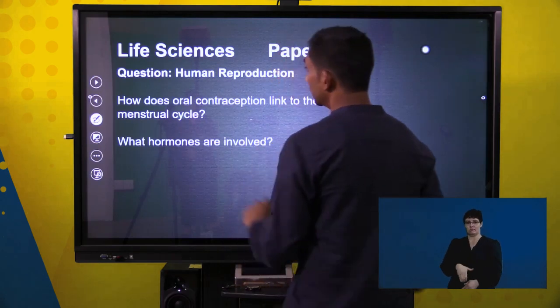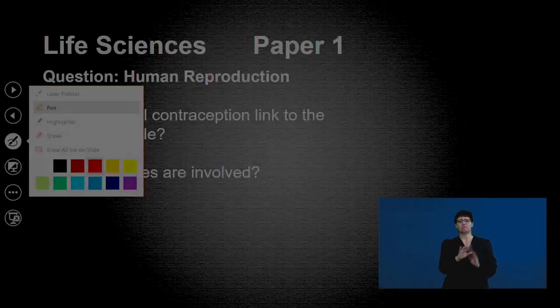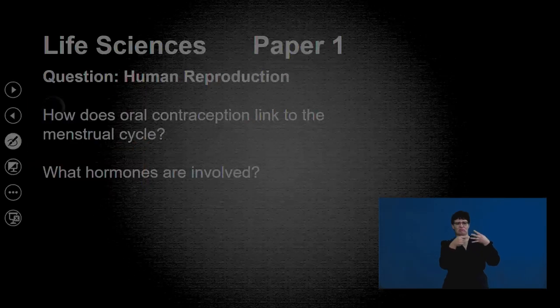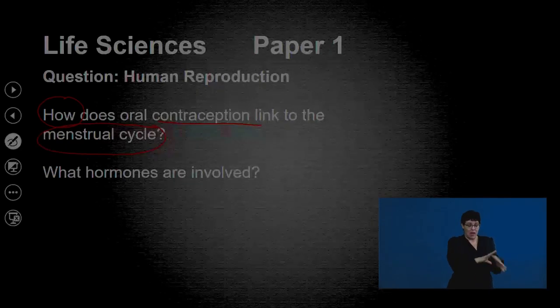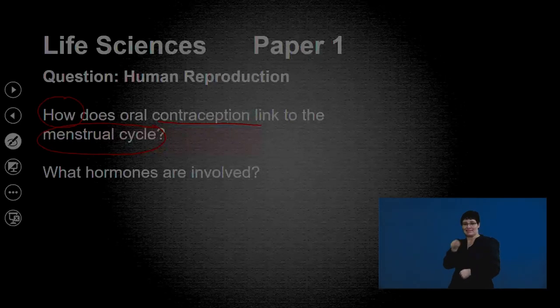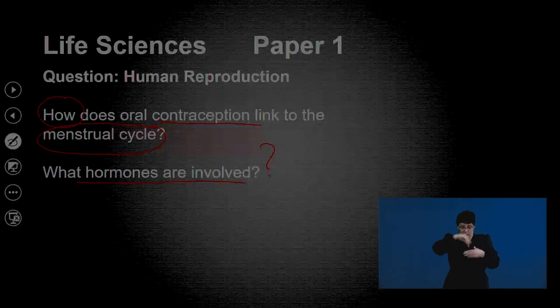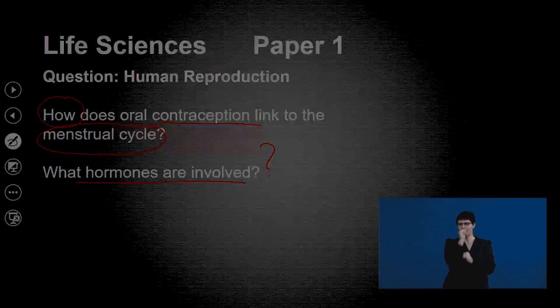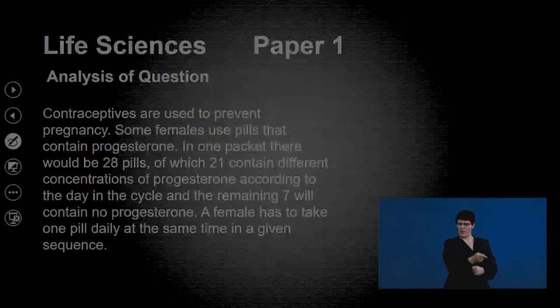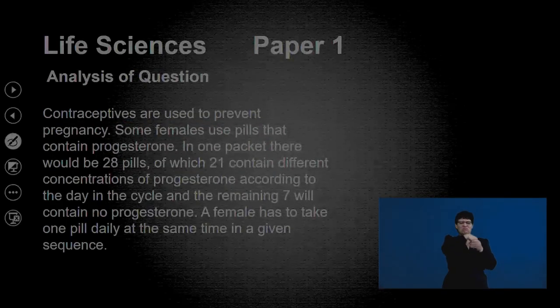Okay, so let's try and identify the key components in this question as I would in an exam. So the key components is, how does the contraceptive pill link to the menstrual cycle? And also, the learner has asked us about what are the hormones that are involved in this. And so guys, if we go back into the mechanism of the contraceptive pill, let's look at what a contraceptive pill contains, and then we'll try and understand how it prevents pregnancy.